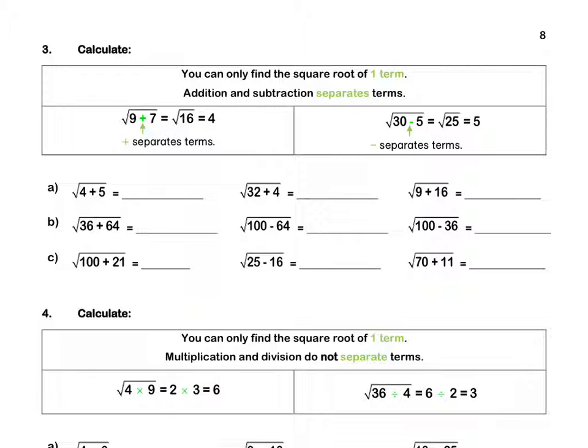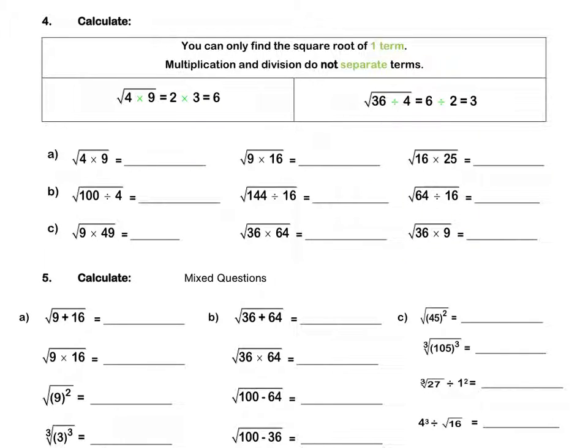Let's do B together. We have a plus sign that separates our two terms, so we keep our square root. 36 plus 64 is 100, and the square root of 100 is 10. Press pause to complete question 3 by yourself. When you are done, use the memo to mark your answers.